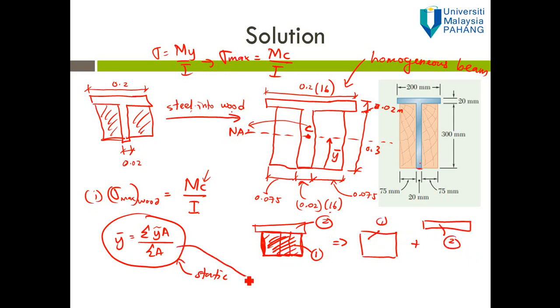Okay, so from this equation, Y bar is equal to the sum of A times Y over the sum of A, where Y is the centroid of each shape. What is the Y? Let's say here is the datum, the reference line. So Y for shape number 1 is at the middle of this shape.